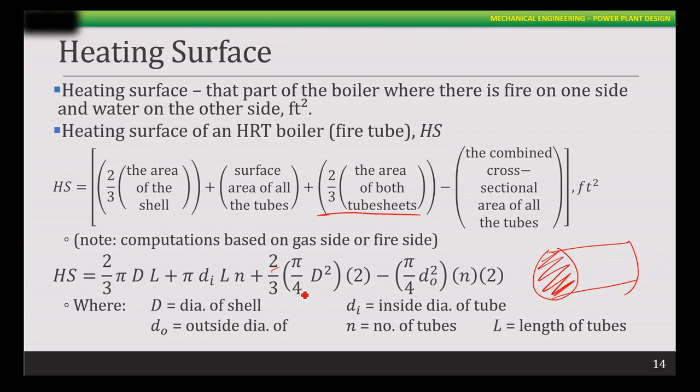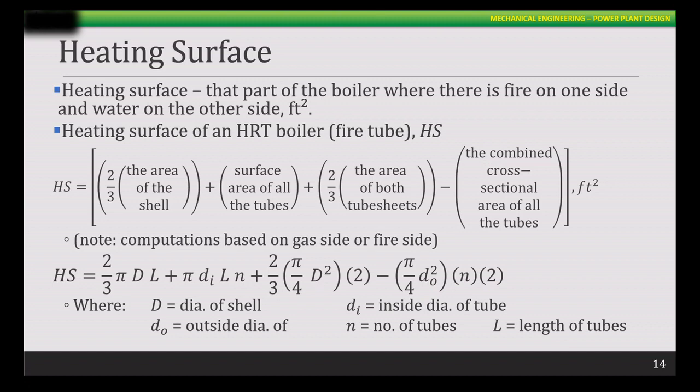So it is pi over 4 d squared, pi over 4 d squared. And then there are two of them, both sides, so two. And then 2/3 of it. Okay, 2/3. And then the last is the combined cross-sectional area of all the tubes. So that is pi over 4 d o squared, the outside diameter, times N, the number of tubes, times 2.